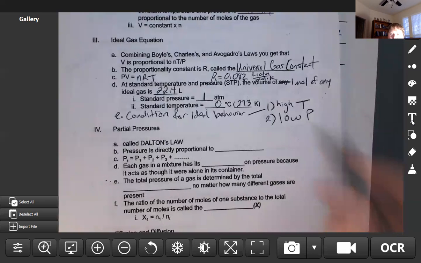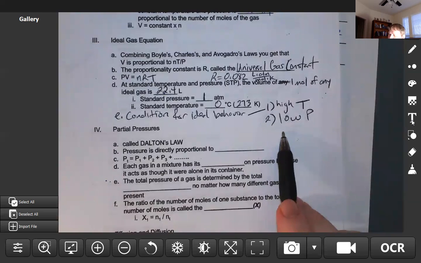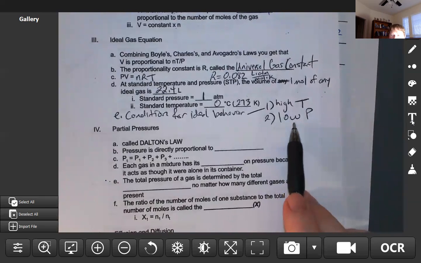So those are the two conditions that we can manipulate to make any gas behave more ideally. If I take helium and put it at 500 Kelvin and near a vacuum, it is almost perfectly ideal. It's incredible. But if I take water vapor and I cool it and squeeze it, it won't be a gas very long. It'll be a liquid in just a matter of moments.